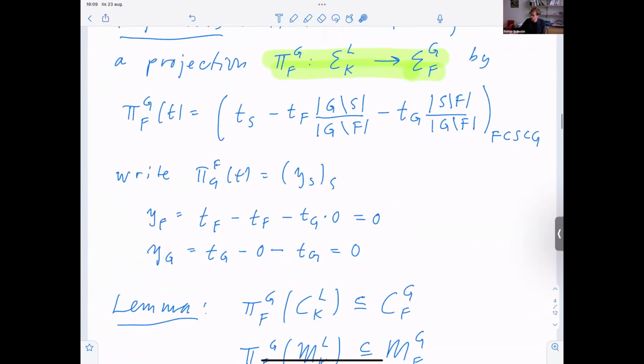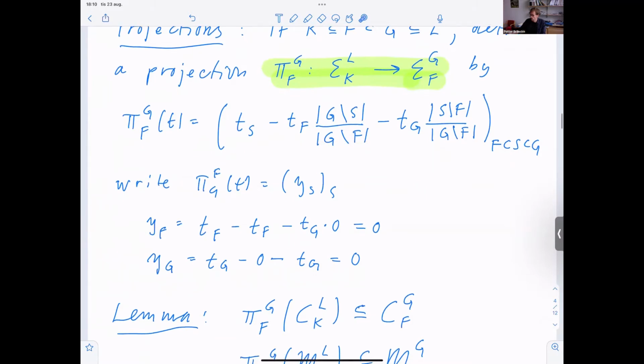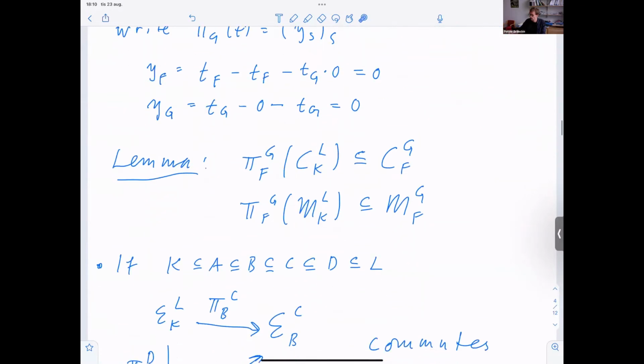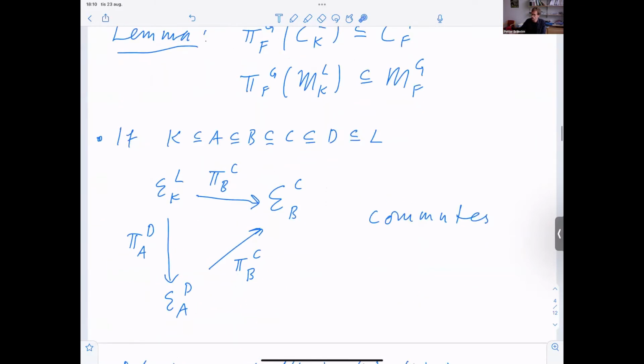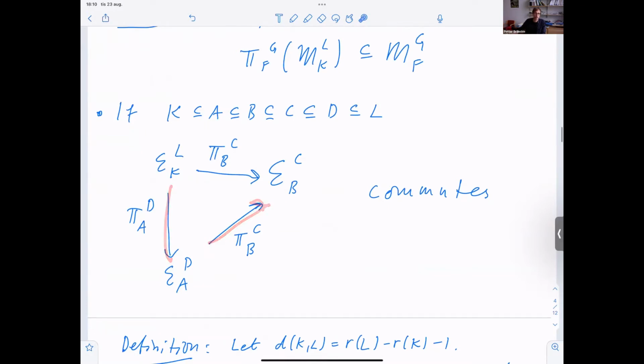So it's not that important to see what these projections actually are, or how they look, but that these properties are important: that they map these submodular cones to the submodular cones and the modular to modular. And they also commute, because they are sort of proper projections.